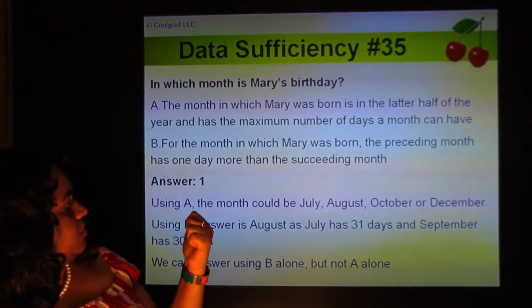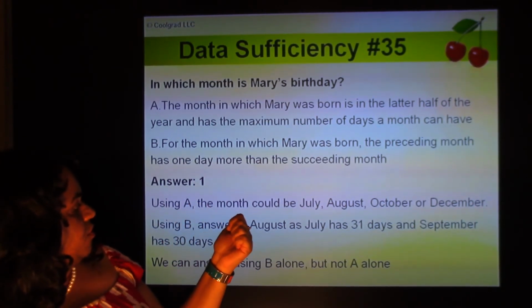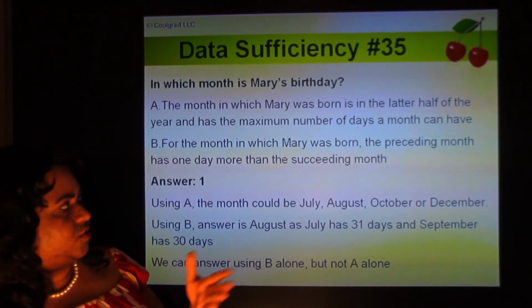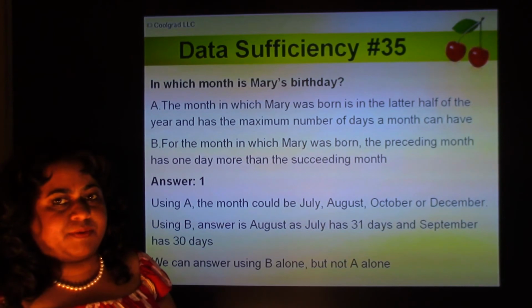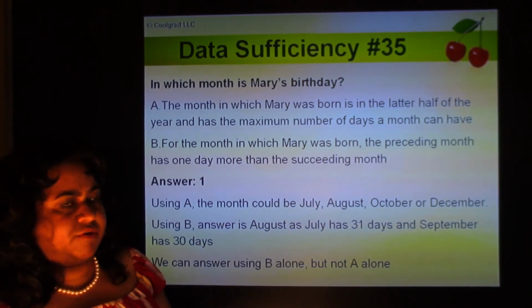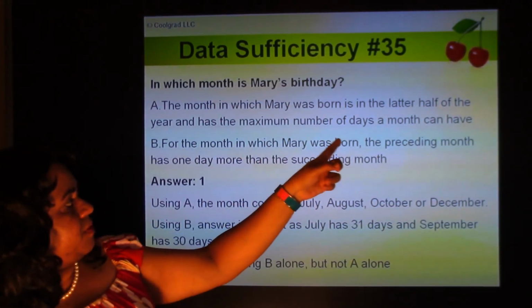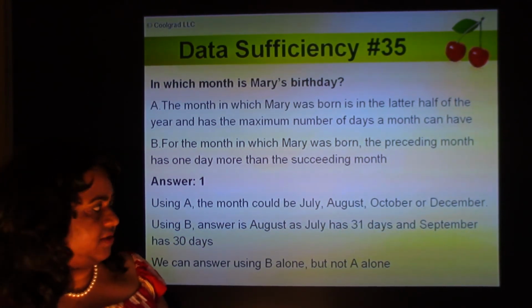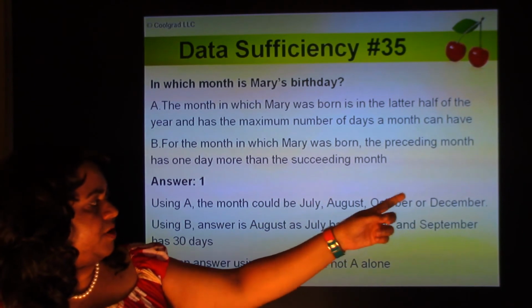Using statement A alone, the month in which Mary was born is in the latter half of the year. So it's, say, July, August, September, October, November, December. So it's one of those 6 and has the maximum number of days a month can have. So that's 31 days. How many months have 31 days? July, August, October, and December.